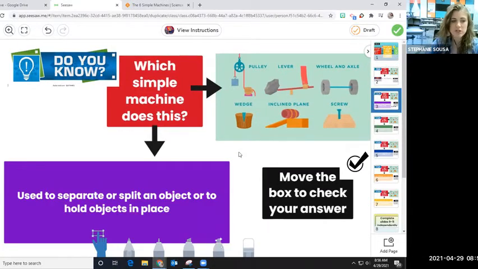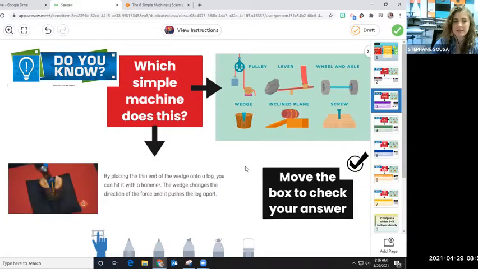Which simple machine is used to separate or split an object or to hold objects in place? This is a wedge. By placing a thin end of the wedge on a log, you can hit it with a hammer. This changes the direction of the force and pushes the log apart. And I will go get an example of a wedge that holds something in place. One moment, please.